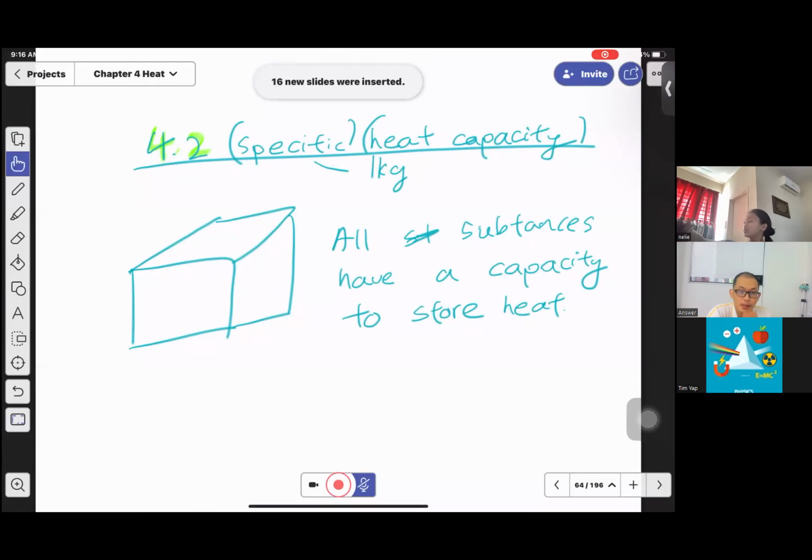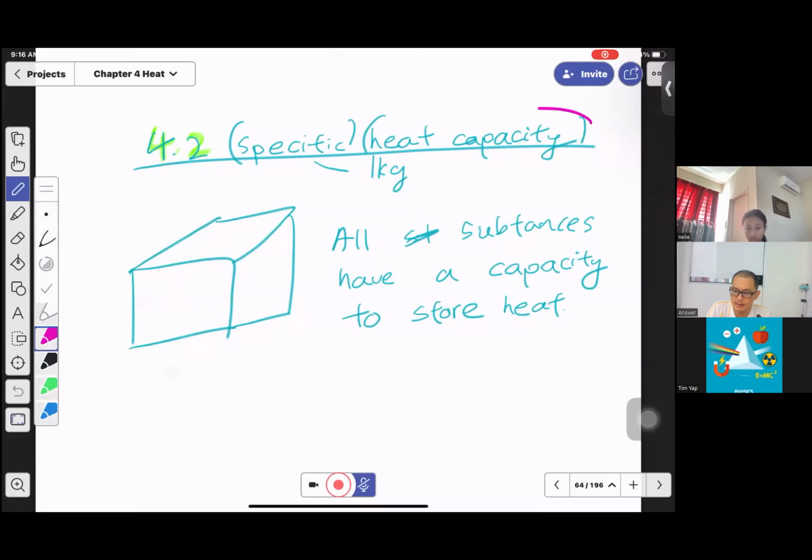Okay, so what is meant by specific capacity? You have to focus on the word capacity. Capacity means the storage, right? The storage of something. For example, when you buy a power bank, you have to know the capacity of the power bank, right?